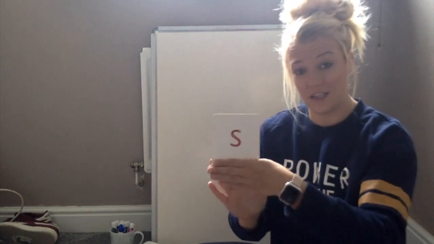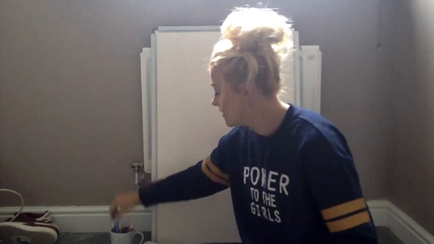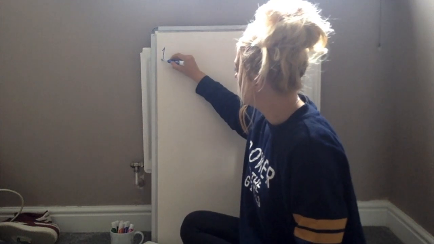Okay, so the first one is this sound. Now it's a really easy sound. We go S, and the action is supposed to be like a snake in the grass. So we go S, okay? So what I want you to do is now get your pen, and you can write number 1 if you want. I'm going to write number 1. And we're just going to practise writing the sound S.